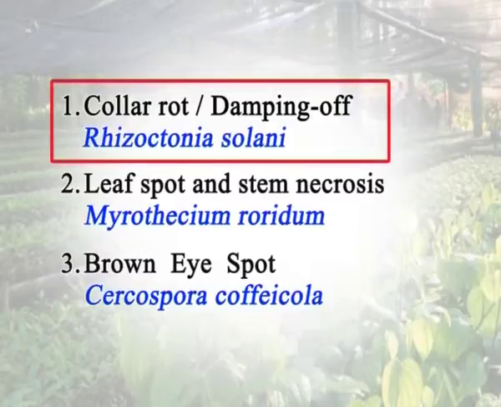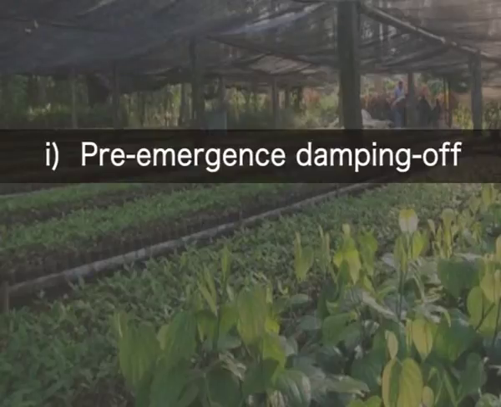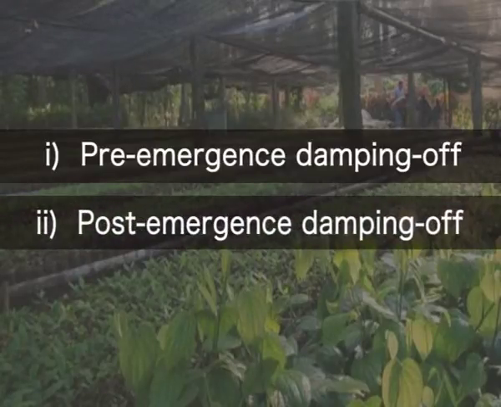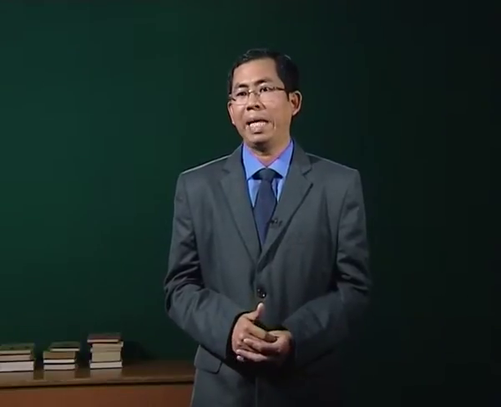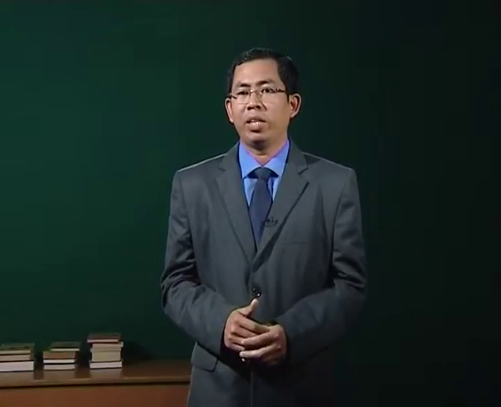First one is the collar rot or damping off. The fungus is a soil inhabitant and affects seedlings of coffee in 2 stages in the nursery. The first one is pre-emergence damping off and the second one is post-emergence damping off. Let's see about the pre-emergence damping off. In pre-emergence damping off, embryo and endosperm are invaded by the fungi before germination and the radicle during germination. Seeds rot and disintegrate. These are the symptoms of pre-emergence damping off.